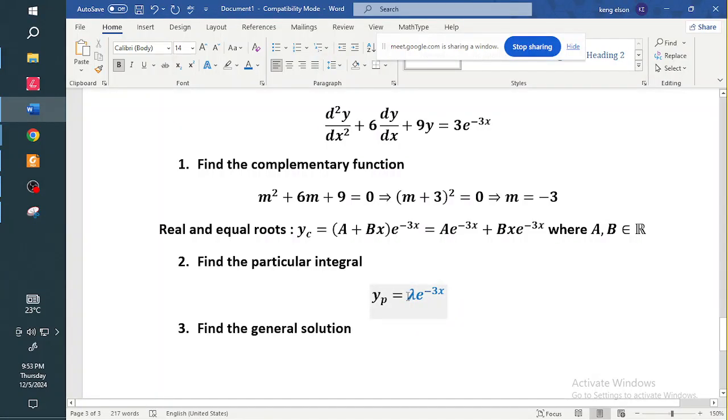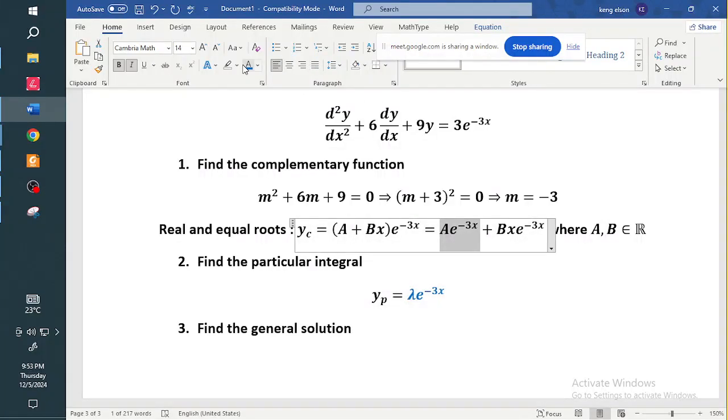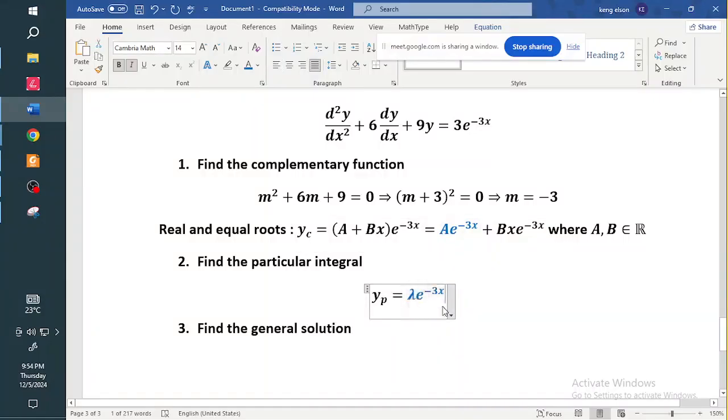So my initial guess is lambda e to the minus 3x, because that is what my right hand side is all about. I will come back to the complementary function after expanding and check if I can find this exact form there. And if we check, this is the exact form here. A and lambda are constants, so this form is exactly the same as this form. So when this happens, you multiply your initial guess by an x.